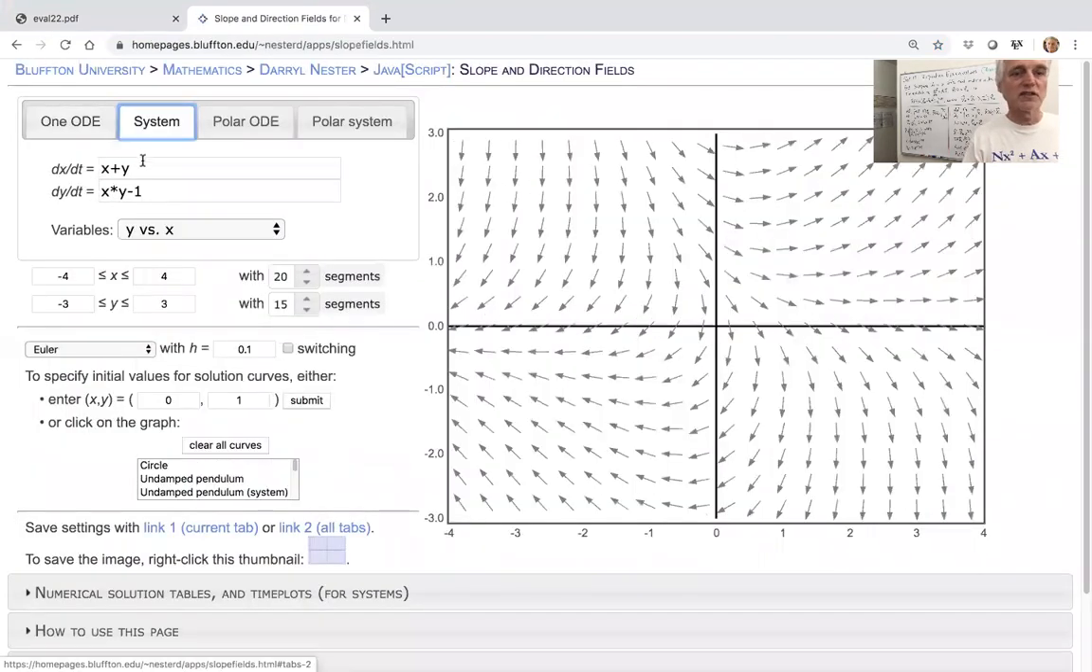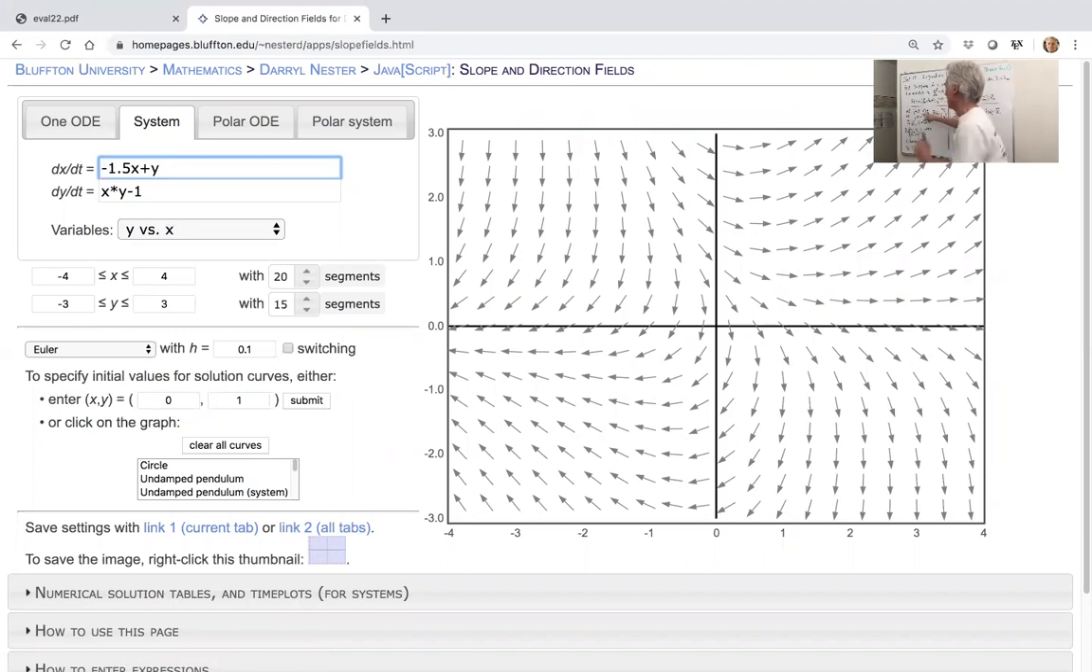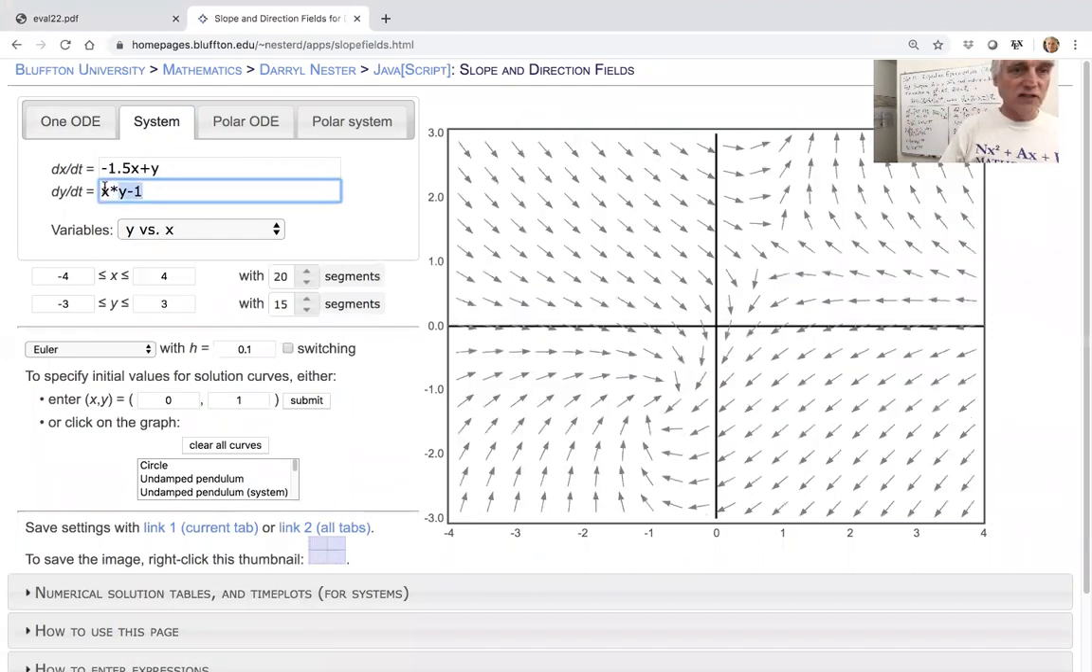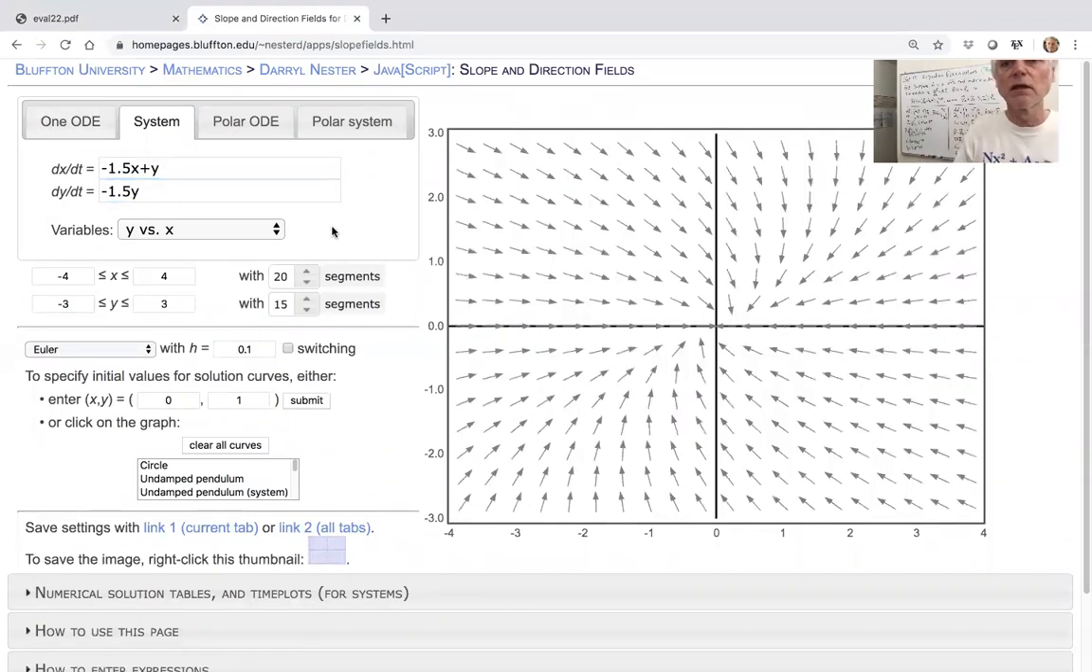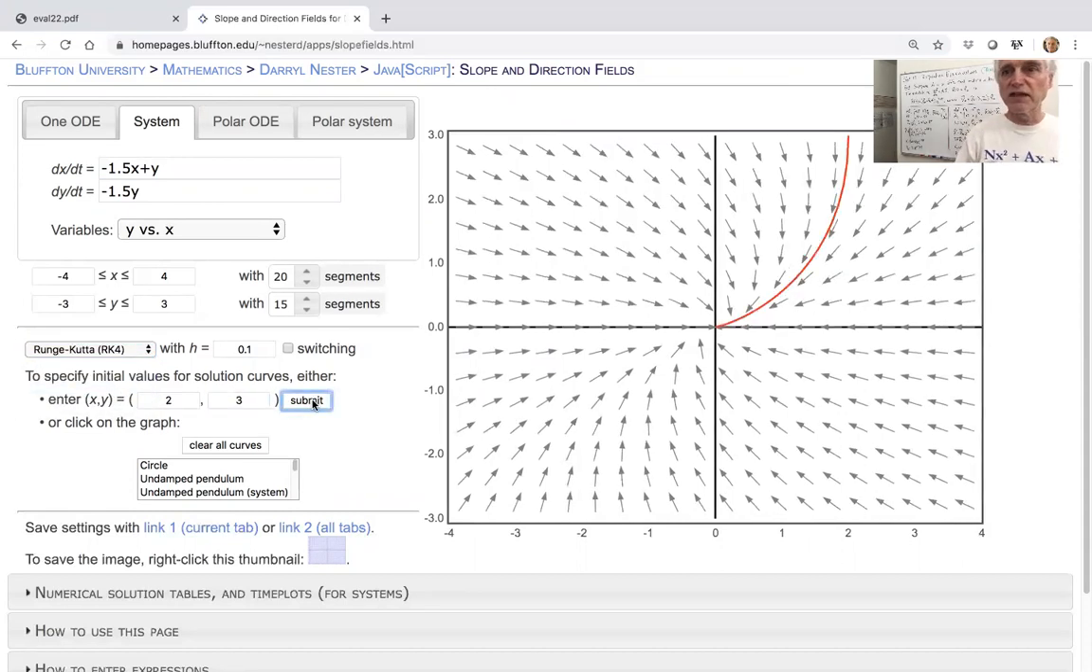We want to do systems. In the first case, we have dx/dt is minus 1.5x plus y, is that the first component? And the second, dy/dt is minus 1.5y. Okay, and let's do that initial condition. We said 2, 3 was the initial condition we talked about. And let's use Runge-Kutta and submit that. So there's a solution like the one we got with pencil and paper, or the whiteboard and marker.